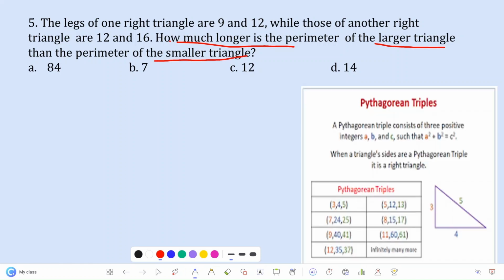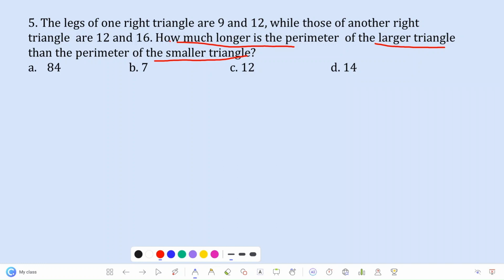Okay? So, paano ba natin kinukuha ang perimeter ulit? Ang perimeter is the outermost line enclosing a polygon. So, pag triangle siya, excuse me for the drawing, i-add mo lang ang lahat ng sides na to.